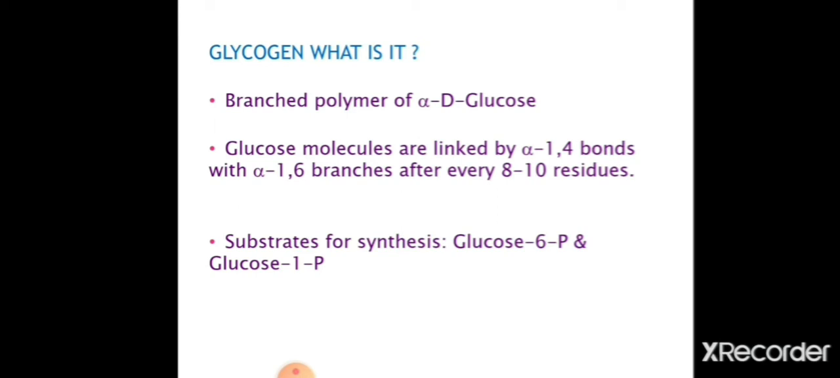After taking food, blood glucose tends to rise. At that time, what happens? This will cause the deposition of glycogen in the liver. The function of muscle glycogen is to act as reserve fuel for muscle contraction. All the enzymes related to the metabolism of glycogen are located in the cytoplasm. The substrates for synthesis of glycogen are glucose 6-phosphate and glucose 1-phosphate.